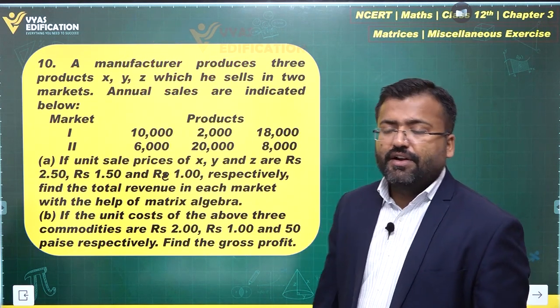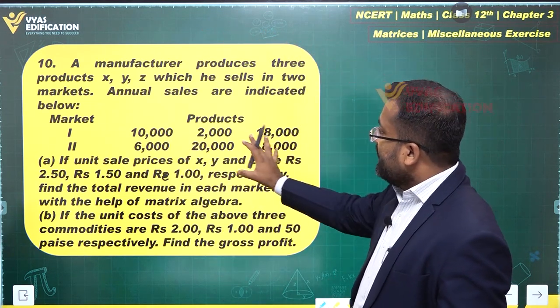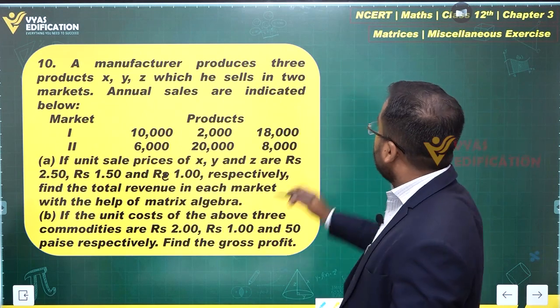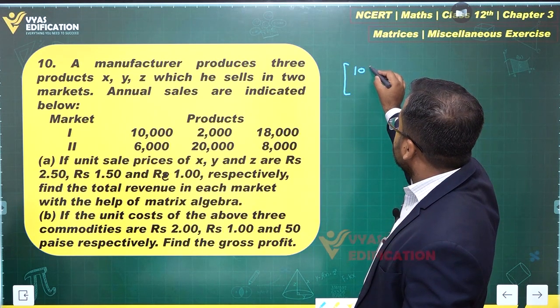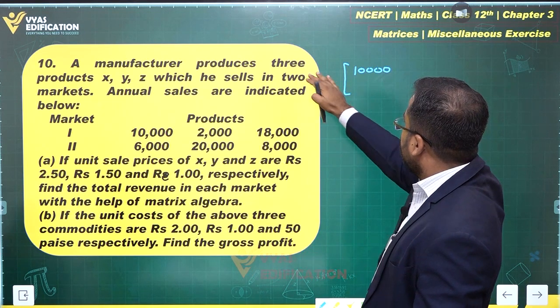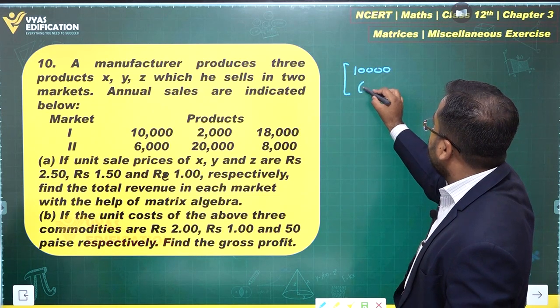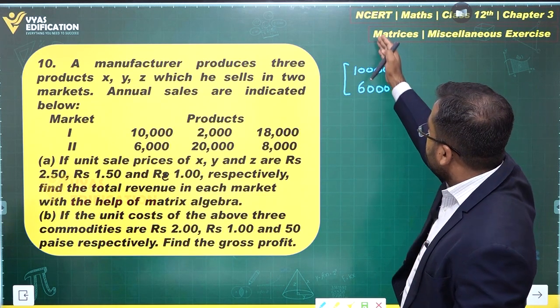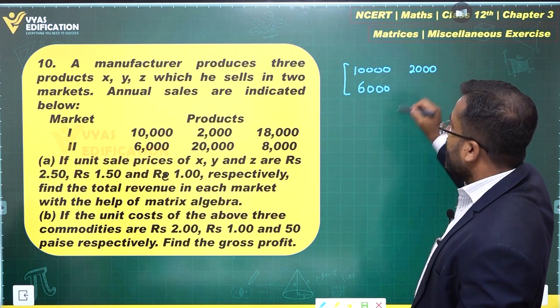How do we find that? This matrix is clear. We'll get one matrix from here. This is 10,000. The first row will represent the first market. The second row will represent the second market. The first column would represent the first type of product. The second column will represent the second type of product.